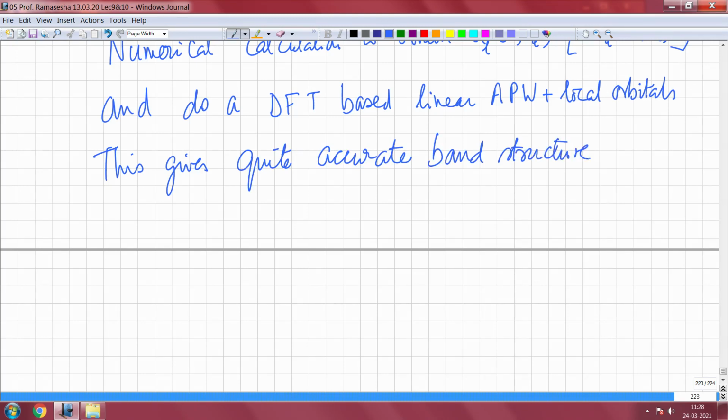Nowadays you have many ready-made softwares for calculating the DFT based band structures which are floating around, and you can use any one of those to do these calculations. But the important thing is to know how the APW calculations have evolved over the years and how it was first introduced by Slater sometime in 1937.